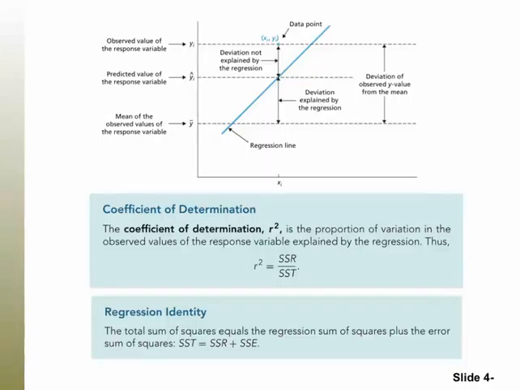All right, so then there's the coefficient of determination. If you take the SSR, what did we say? The SSR is the deviation explained by the regression: how far the predicted value from the regression is from the predicted value from the mean. If you take that as a fraction of the total, the SST, you get something called the coefficient of determination, R squared.